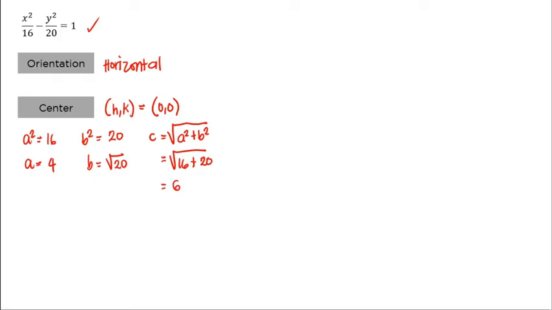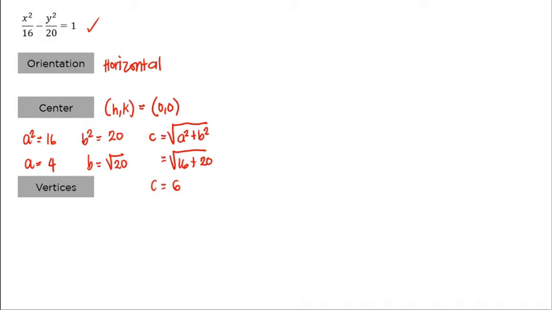So a is equal to 4, b is square root of 20, and c is equal to 6. Next, the vertices are a units from the center, and since the hyperbola here is horizontal, the vertices are located 4 units to the right and to the left of the center.